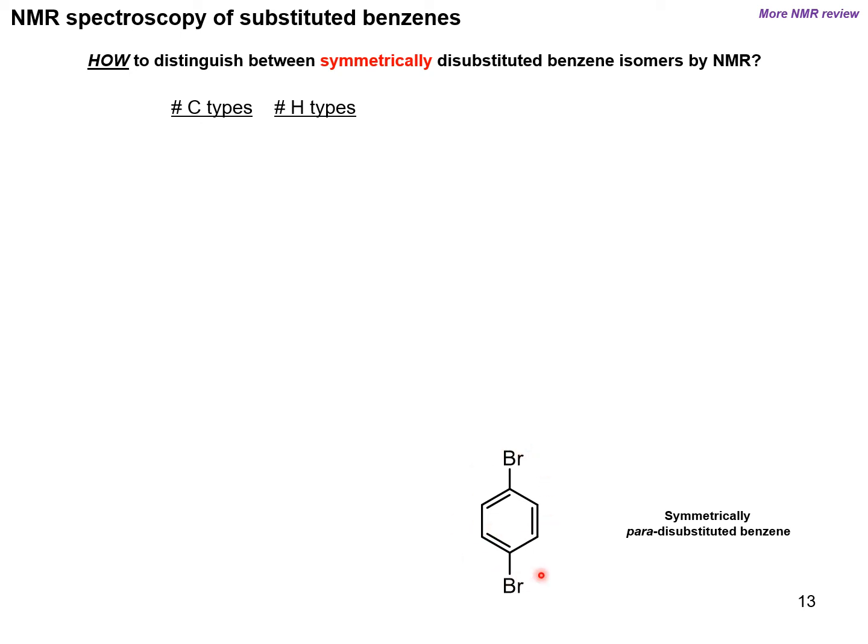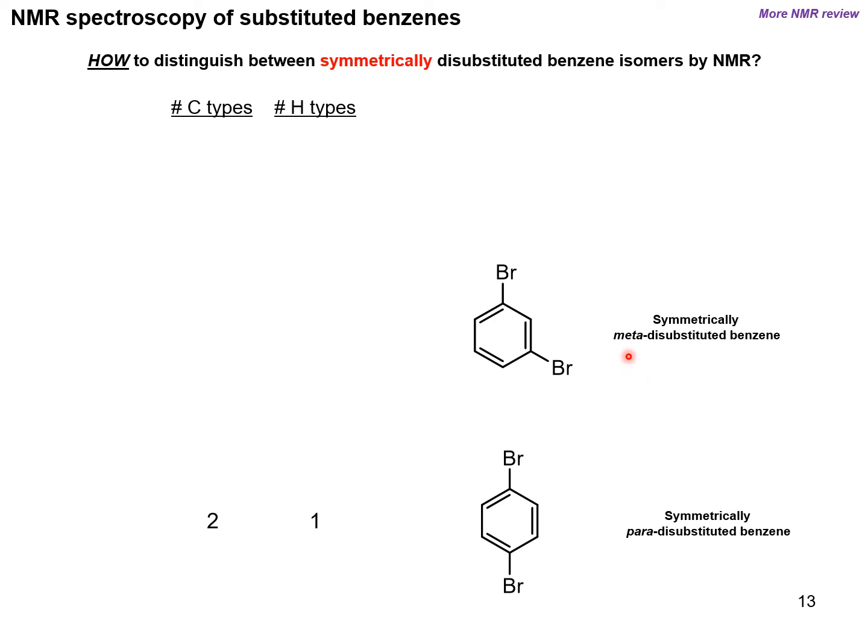So for this molecule, which is highly symmetrical, if you played the substitution game on it, you would see that you have only two types of carbon. We have the carbon attached to the substituent, and then all of these other carbons are equivalent. In terms of hydrogens, we only have one type of hydrogen in the molecule, so you would have two carbon signals in the carbon NMR and one proton signal in the proton NMR.